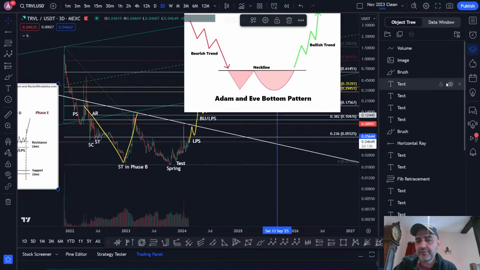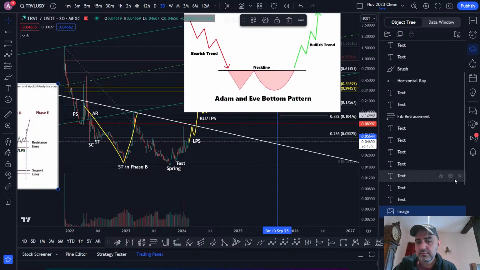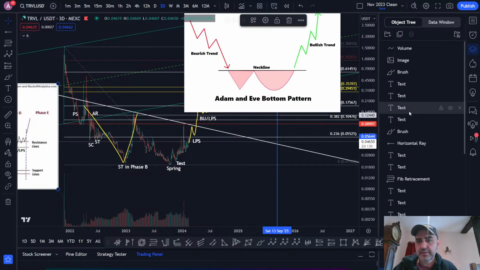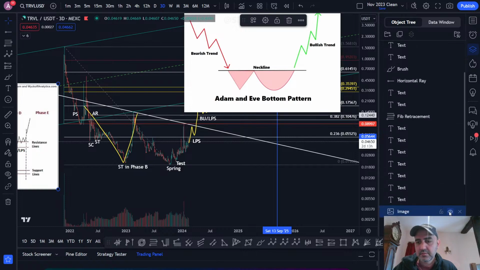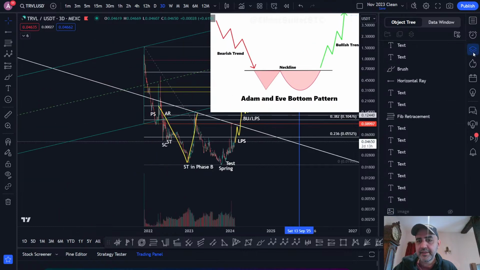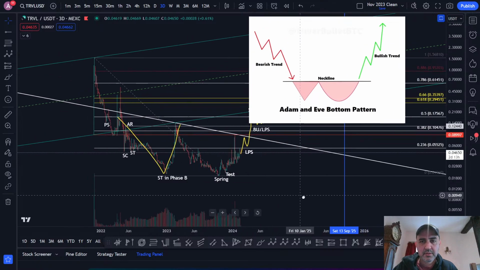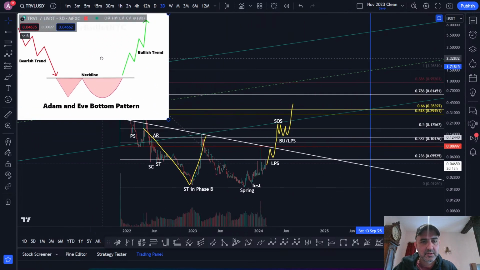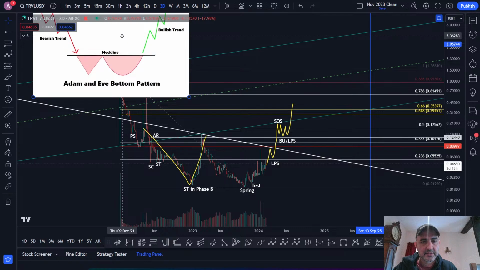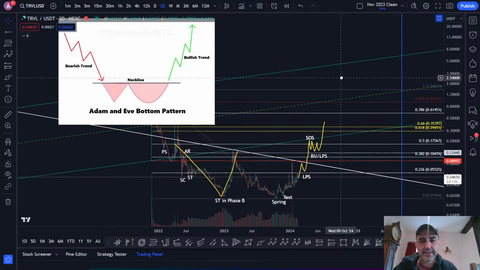Let's hide this Wyckoff now. Just put it all together. That's the Wyckoff hidden. And then look, see? There's potentially an Adam and Eve going on there as well.